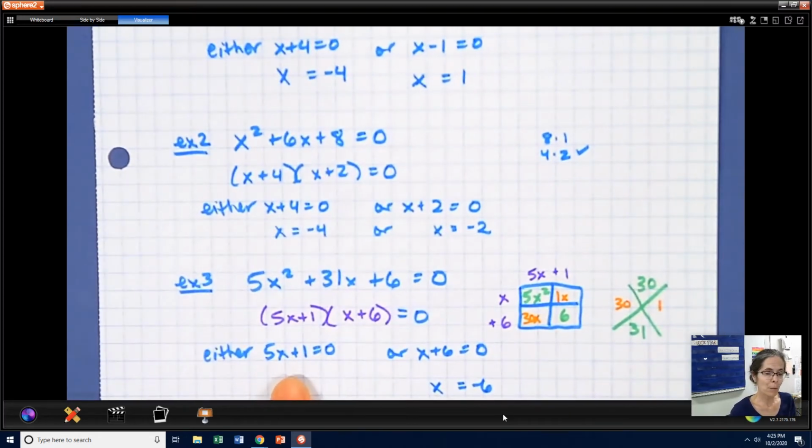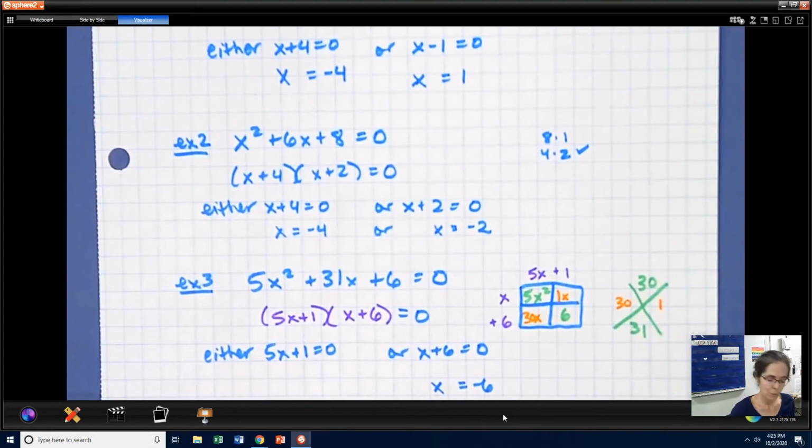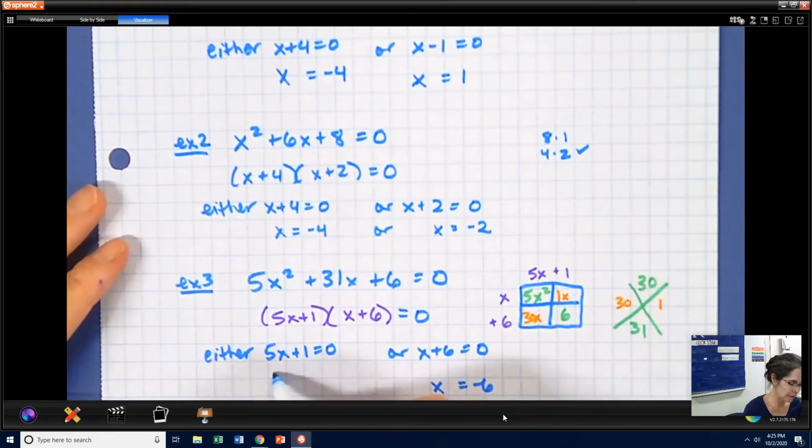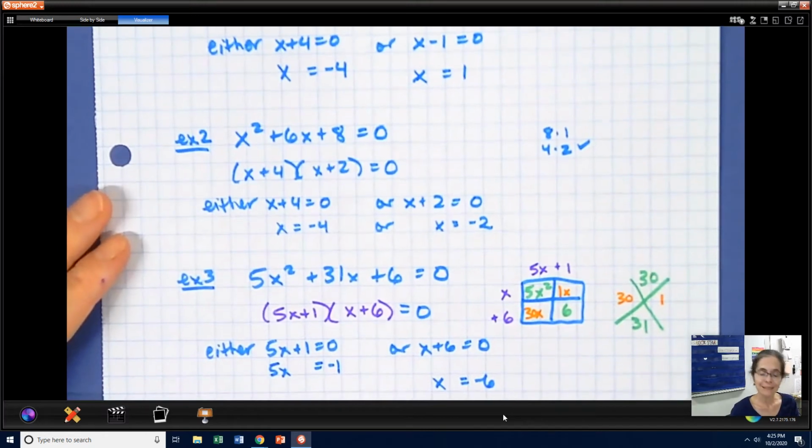Here, I want to get that x alone. My first step is going to be to get rid of the plus 1. So I'm going to add negative 1 to both sides. It'll cancel out on the left, and I'll get 5x equals negative 1. I still want to get that x all the way alone.